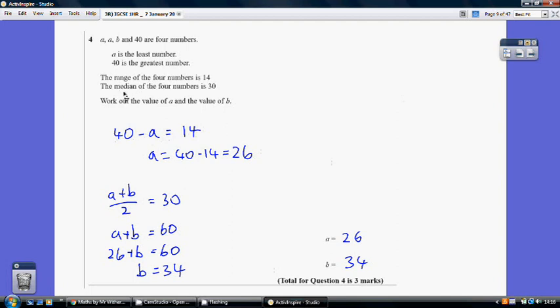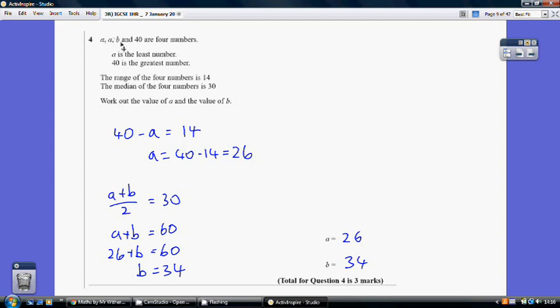Now we're also told that the median of the four numbers is 30. The median is the middle one. As we've got an even number of numbers, we've got two numbers in the middle, the a and the b here. How do we work out the median when we've got two numbers in the middle? Well, we work out the midpoint between these two numbers. To work out the midpoint, you add them together and halve it.